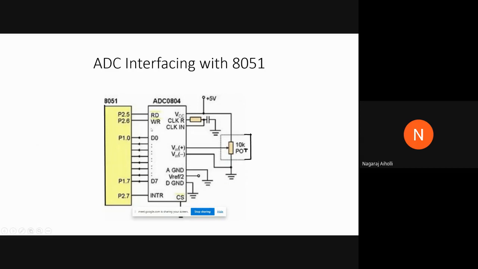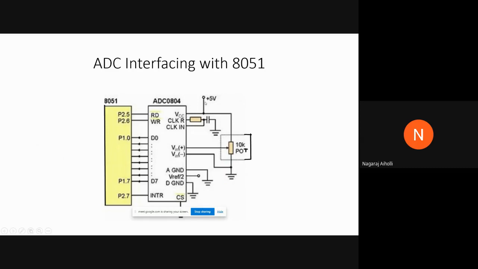Then this WR pin, or WR signal, is for start of conversion. To start the conversion, this WR pin is used, and this INTR pin, which is connected to P2.7, is used to indicate the end of conversion. That is, if the conversion is completed, then the INTR pin goes low, which indicates that the analog to digital conversion is completed and the data is available for the CPU to pick up. So this INTR pin is used to indicate the EOC, or the end of conversion. The full form of EOC is end of conversion.